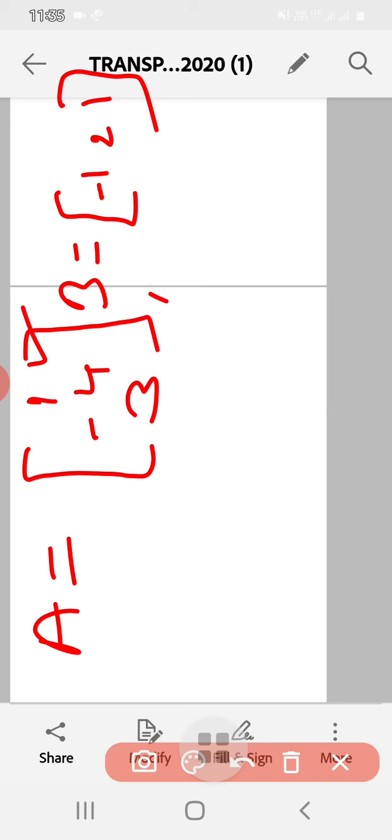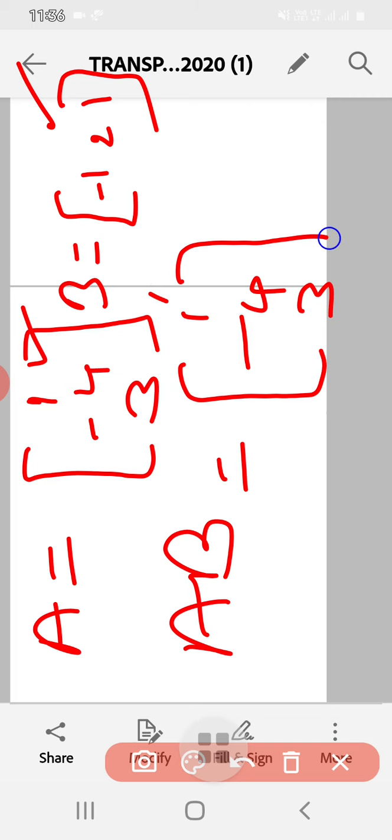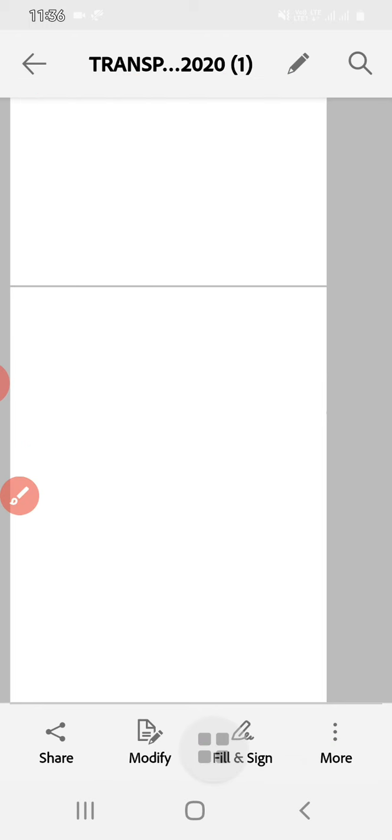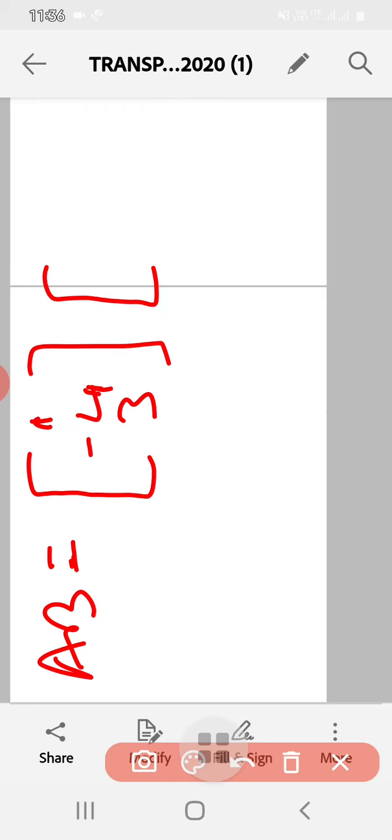Here, this is a column matrix and this is a row matrix. So we have to verify the property (AB)' is equal to B'A'. First we have to find the product, so consider AB. That is A, which is 1, -4, 3, and B is -1, 2, 1. Now we have to consider the product here. Observe carefully.